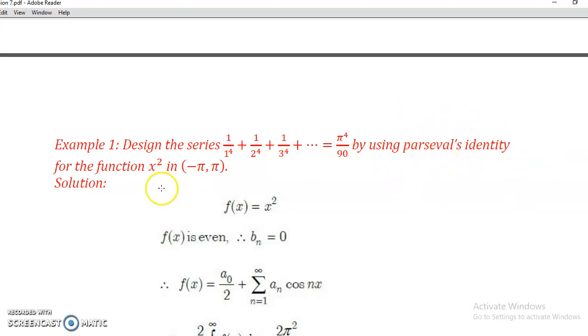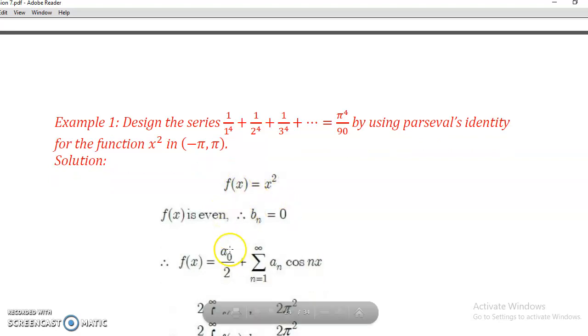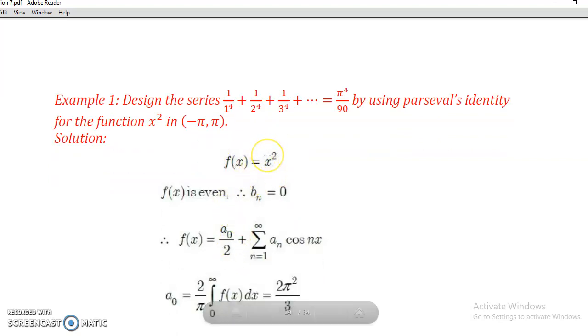So whenever you have the range minus pi to pi or minus l to l, whether it is Parseval's identity or from design 1, you must check whether the function is odd or even. You have to check that first. So here f of x equal to x square, and obviously since it is a square, the function is even, which means bn value is 0, that we have already seen in design 1 itself.